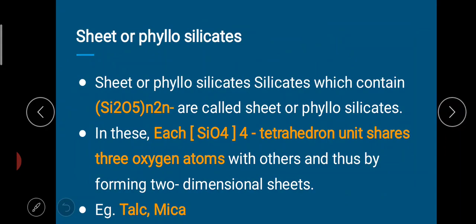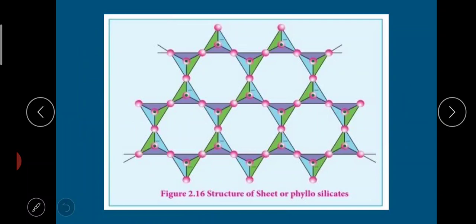Next we are moving on to sheet or phyllosilicate. These sheet or phyllosilicates contain Si2O5, n, 2 minus. They are called sheet or phyllosilicates. Here each SiO4 tetrahedron unit shares 3 oxygen atoms and therefore forms two-dimensional sheets. Examples are talc and mica. Now we have to understand the formula first.